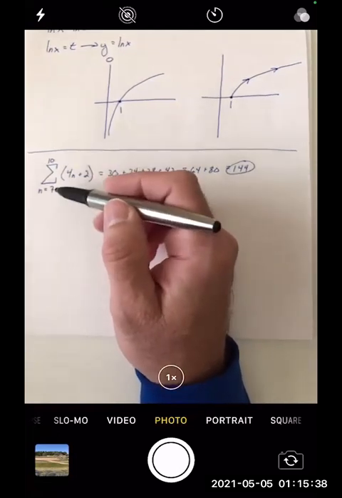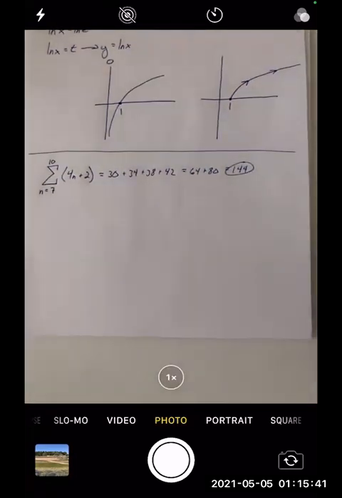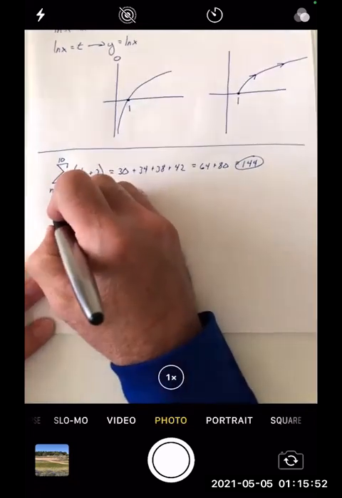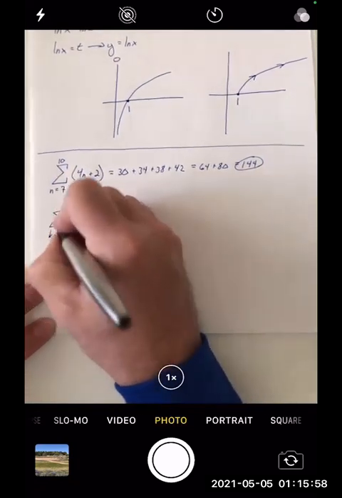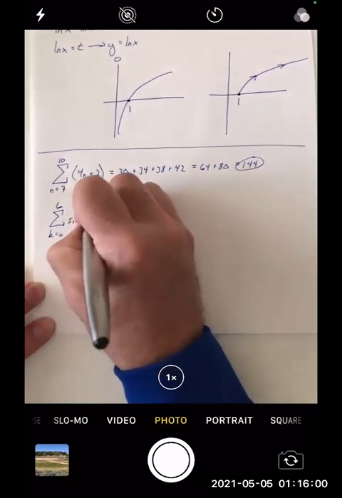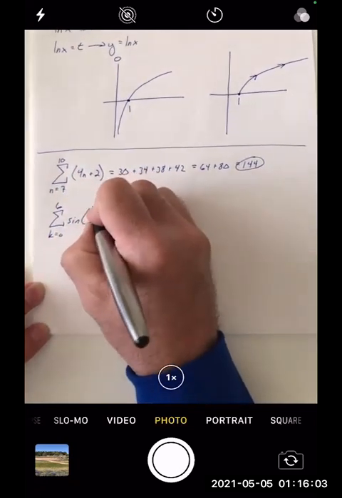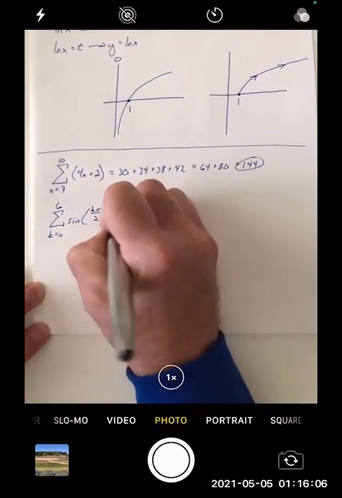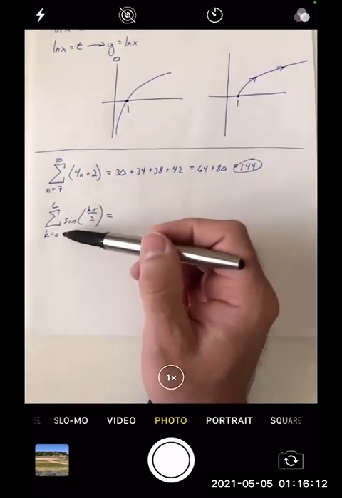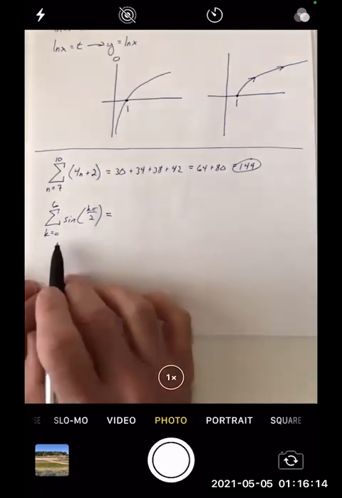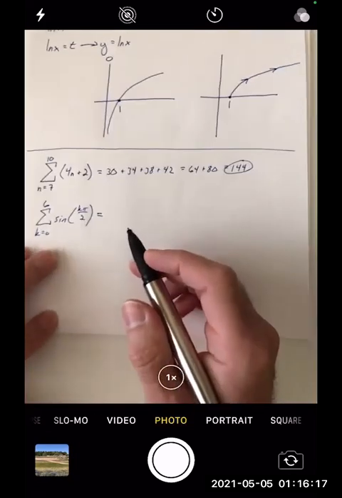For 11B on the study guide, would you solve it the same way, just plugging in numbers? Because it starts at 0 and goes to 6. Yes. So she's talking about this one: the sum from k equals 0 to 6 of sine of k pi over 2. The formula really isn't going to work either because it's not starting at 1. So I would just start plugging in the values and see how they come out.